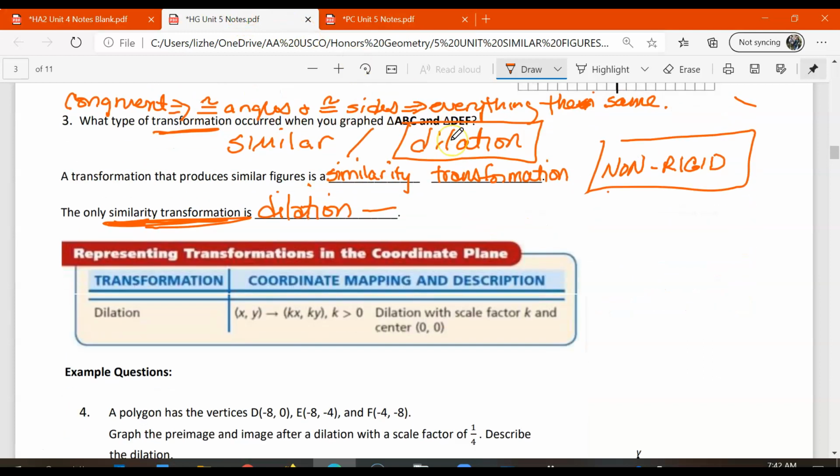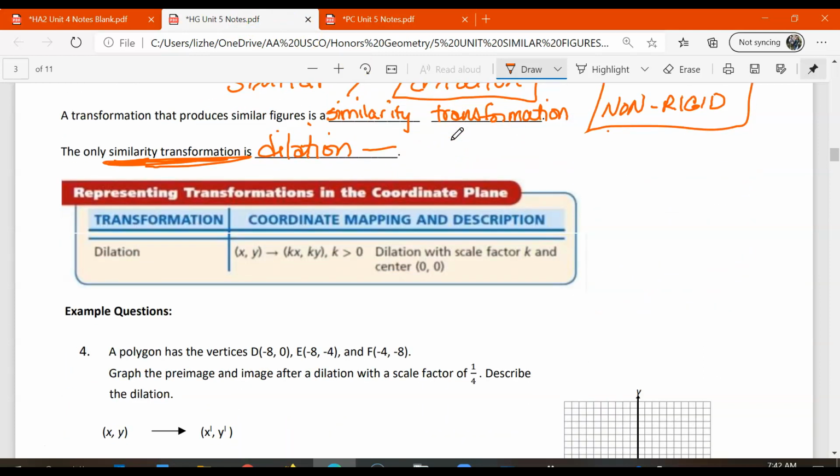All right. So representing transformations in the coordinate plane. Remember, our rule for a dilation is really nice. We have this k value, and all we do is we multiply that k value by both x and y. So here we're saying k is greater than 0.